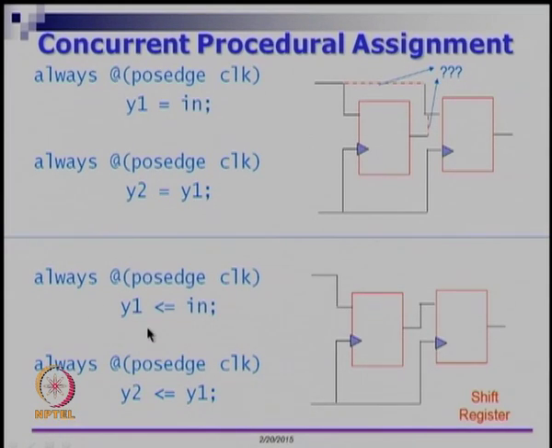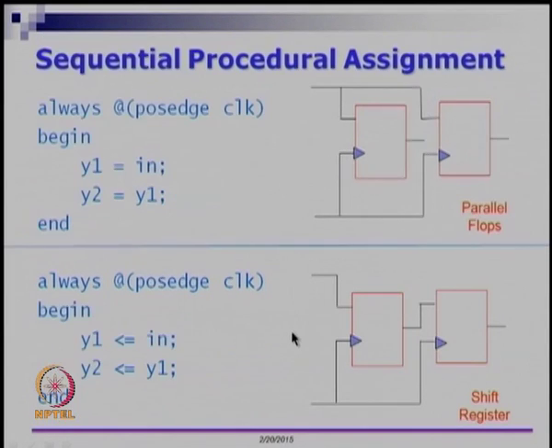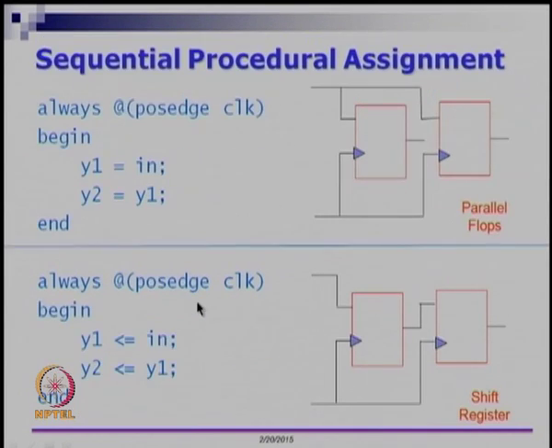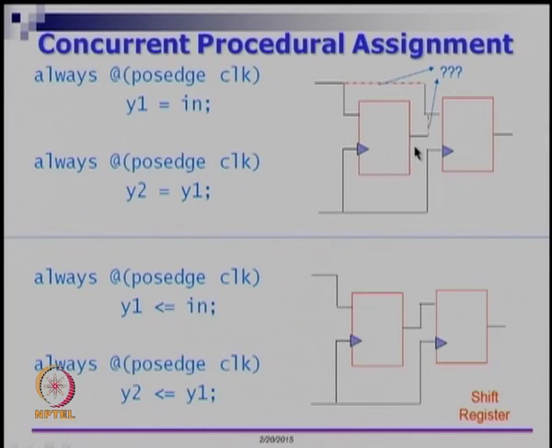In the left side it says whatever value of in you remembered, put it in y1, whatever value of y1 you remembered, put it in y2. So that is equivalent to the shift register. So the shift register could either be modeled like this or modeled like this, whereas if you do this, this is actually still a correct circuit, there is no problem, only that both y1 and y2 will get the same value, right. However, this circuit is incorrect in two ways.